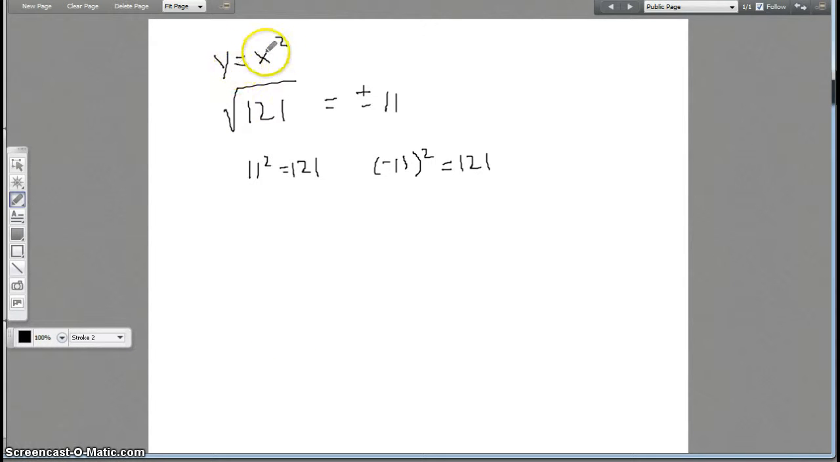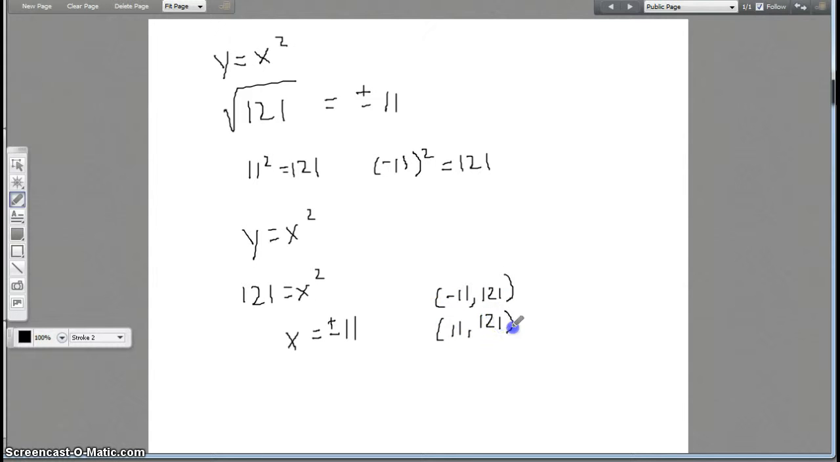So most of the time, just the positive root will work unless you're asked to solve an equation, like solve the equation y equals x squared. What is x? If y equals x squared and y equals 121, what are the possible values for x? Well, in that case, x would be plus or minus 11. So if you had to graph this, your two data points would be negative 11, 121, and positive 11, 121. You know, the x coordinate and then the y coordinate.